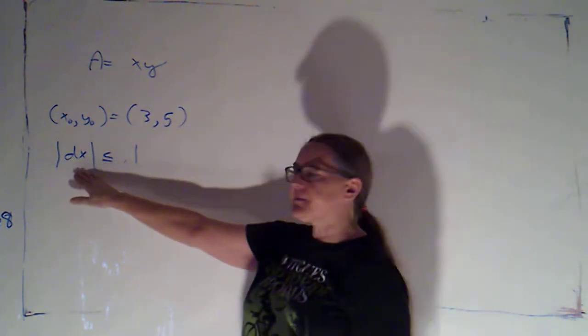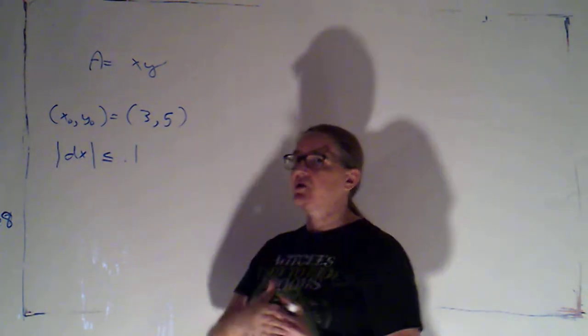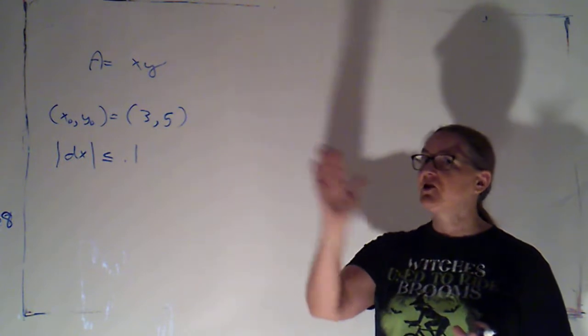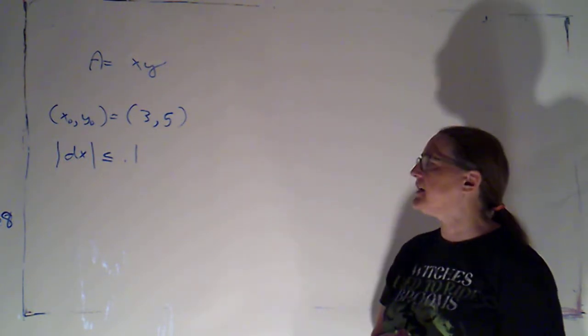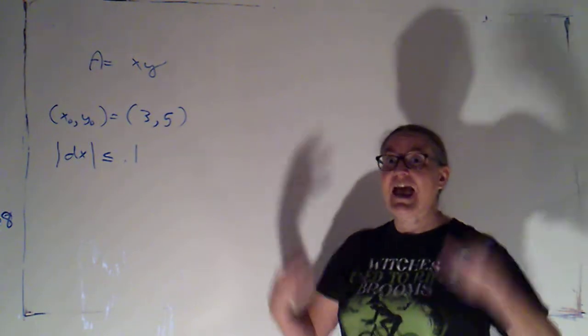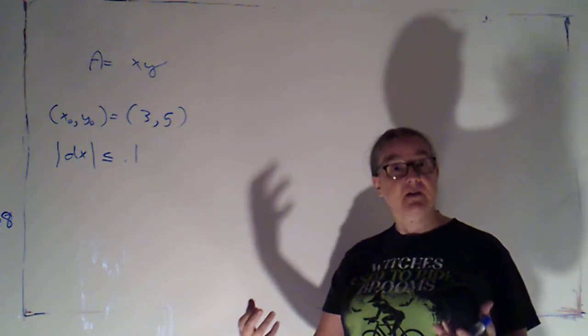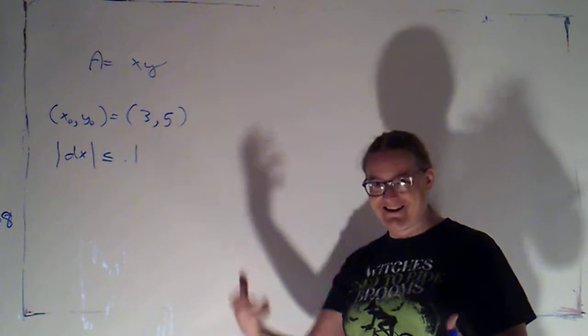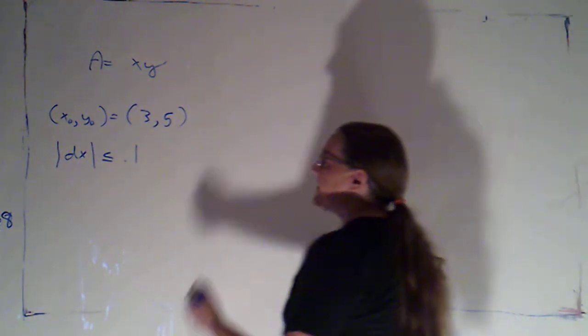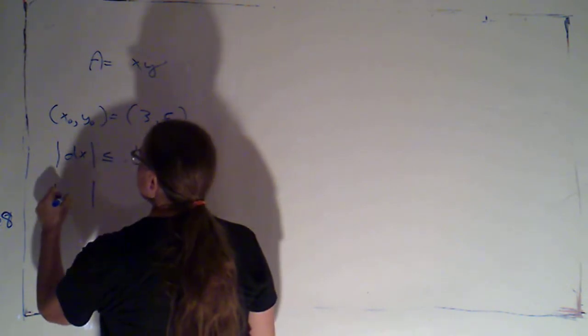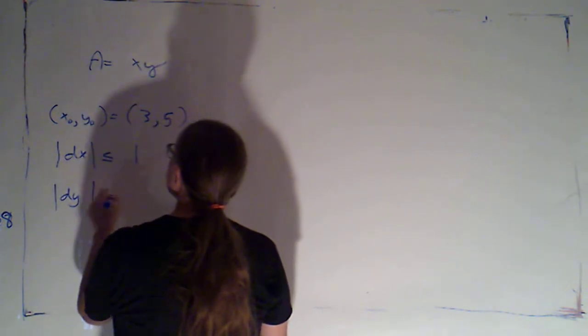I kind of like to write the absolute value because that reminds me it could be 0.1 inch too big, it could be 0.1 inch too small. Error is a signed quantity, but often we're just concerned with how much error there is. There are times when we're concerned about what direction that error is in.